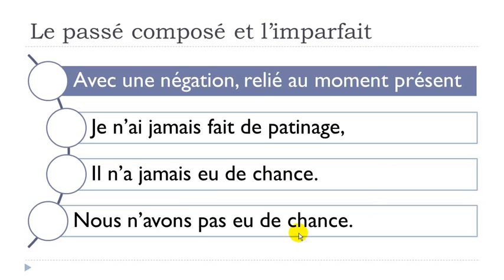Okay, and then, well, same thing. Nous n'avons pas eu de chance. All right, in that case, it's with pas and not never, but it's clearly the same meaning. Nous n'avons pas eu de chance, and in that case, you should definitely use here the passé composé form. Okay.